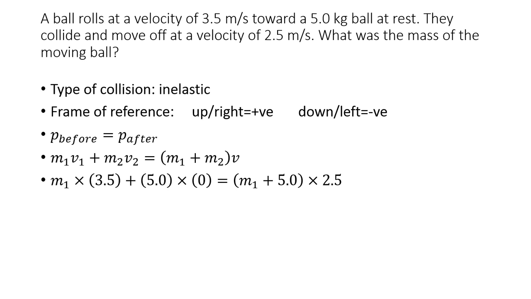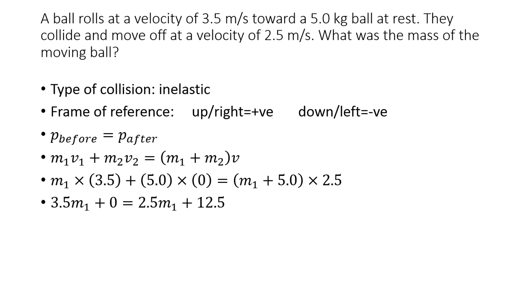The right-hand side, the two objects are glued together, so I'm going to add their masses. Again, since I don't know what the first object's mass is, I keep it as m1. But I do know the second object's, so I just replace the m2 with 5. And then all of that will be multiplied by the velocity of the entire thing, 2.5.